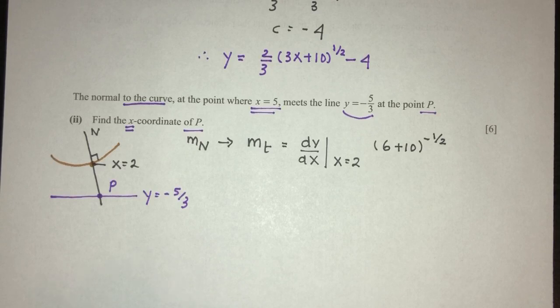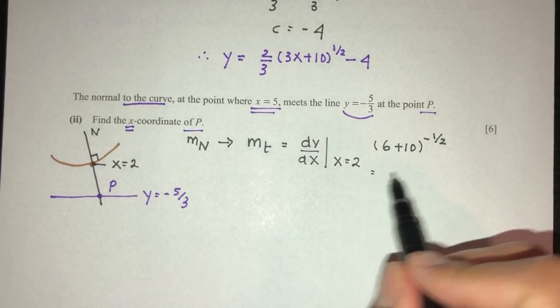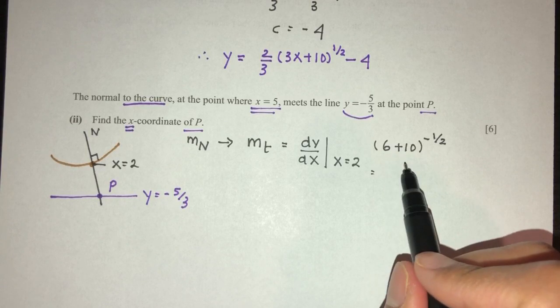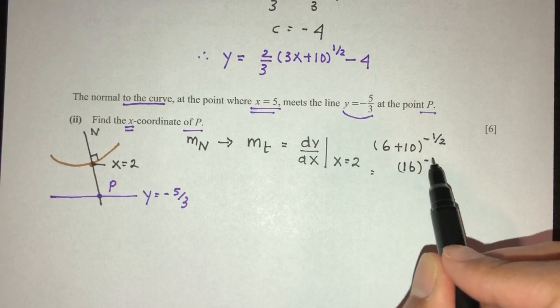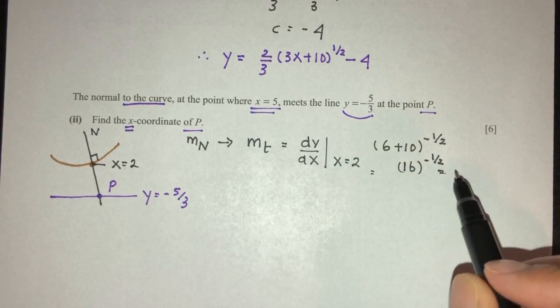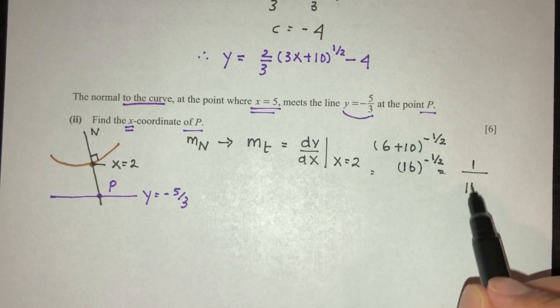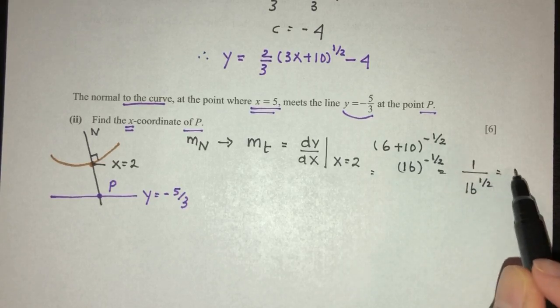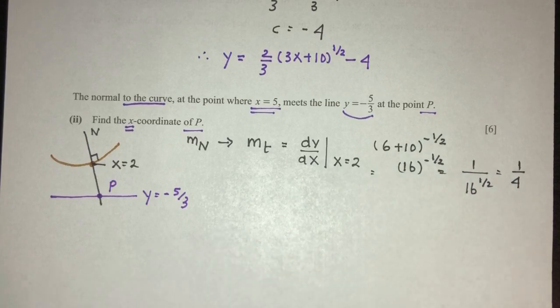Let me see. That will give me 16 to the power minus half. That will be 1 over 16 to the half, which will be 1 over 4. So let me check if that's the correct value or not. Double check.